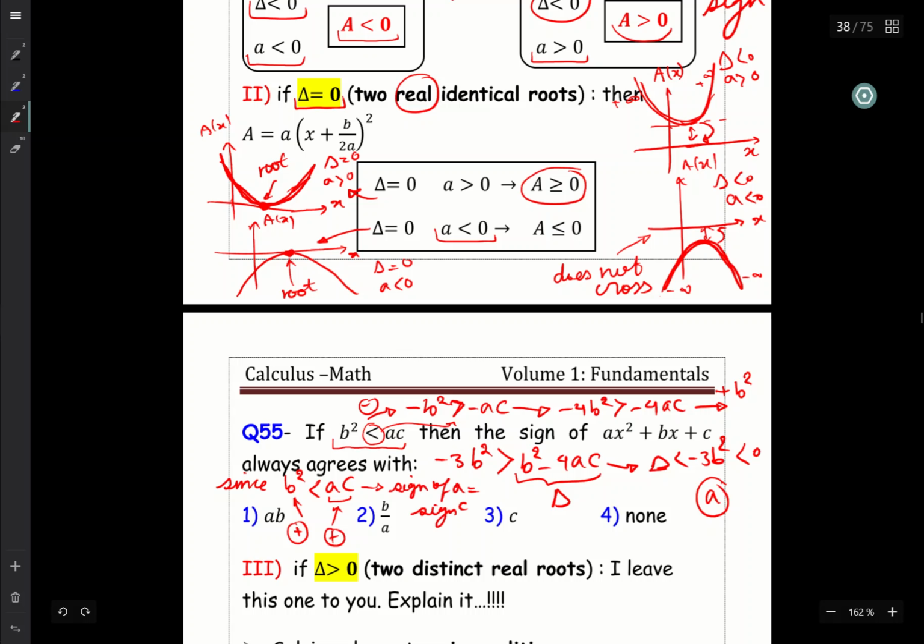Because delta is negative, the sign of the quadratic is guaranteed to be the same as the sign of a. This is general, whether or not there is a relation between a, b, and c. But then based on the fact that b squared is less than ac, we conclude that a and c have the same sign, because ac is greater than b squared and b squared is positive. So the third choice is the right choice here.